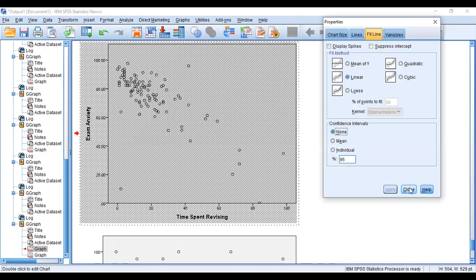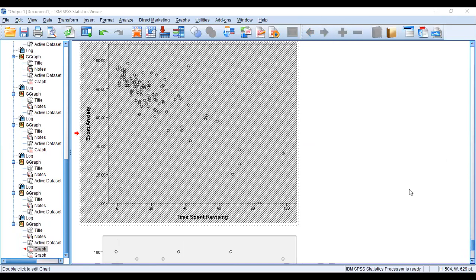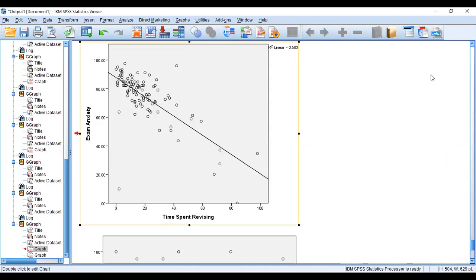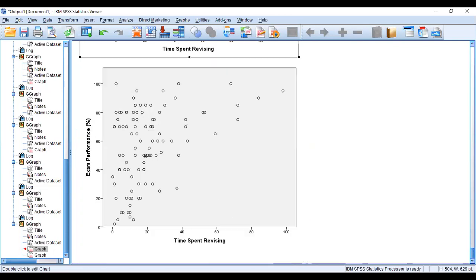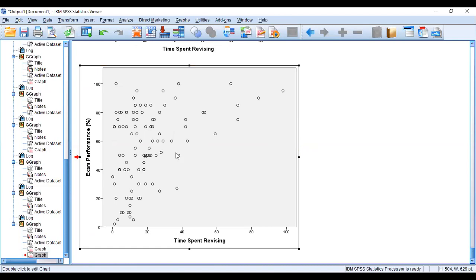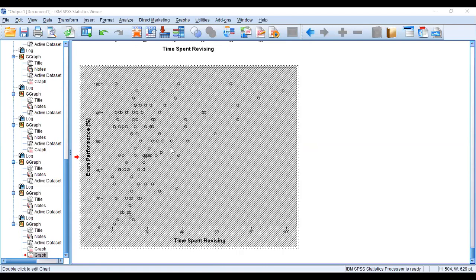So now we can understand whether there is a positive or negative correlation between the variables. Here we can see in this particular graph, time spent on revision and exam anxiety. So this data tells us about the negative correlation between the two variables. I was talking about this variable also. So I will double click here, elements and fit line at total. So we can draw the regression line.